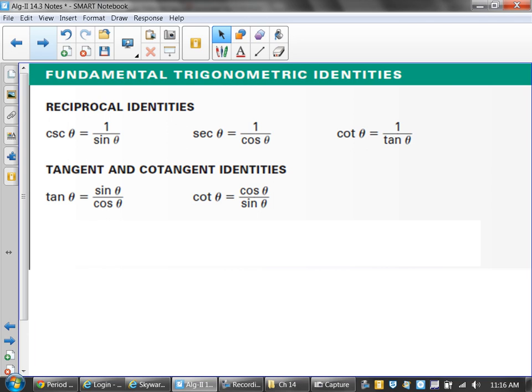Secant, 1 over cosine, and then cotangent is 1 over tangent. The other 2 are also the identities for what tangent was. Remember, we defined tangent at the beginning of this chapter, or excuse me, back in 13, when we worked with the unit circle, and tangent was sine over cosine. And the inverse of that was the cotangent. So you just flip the fraction.